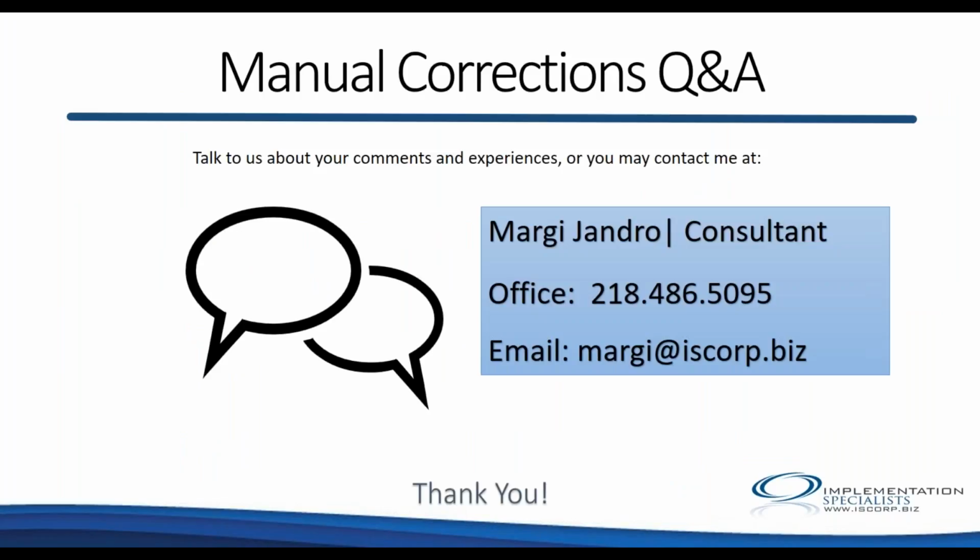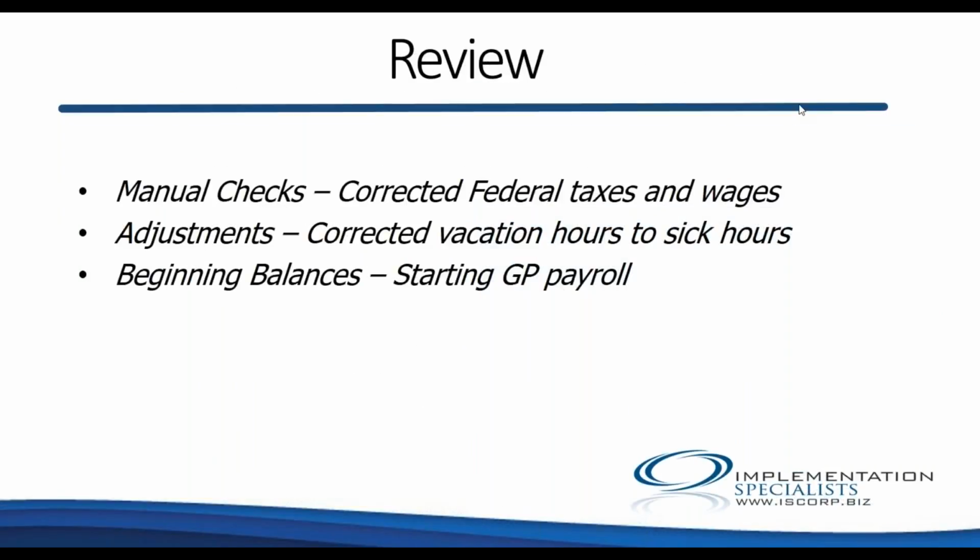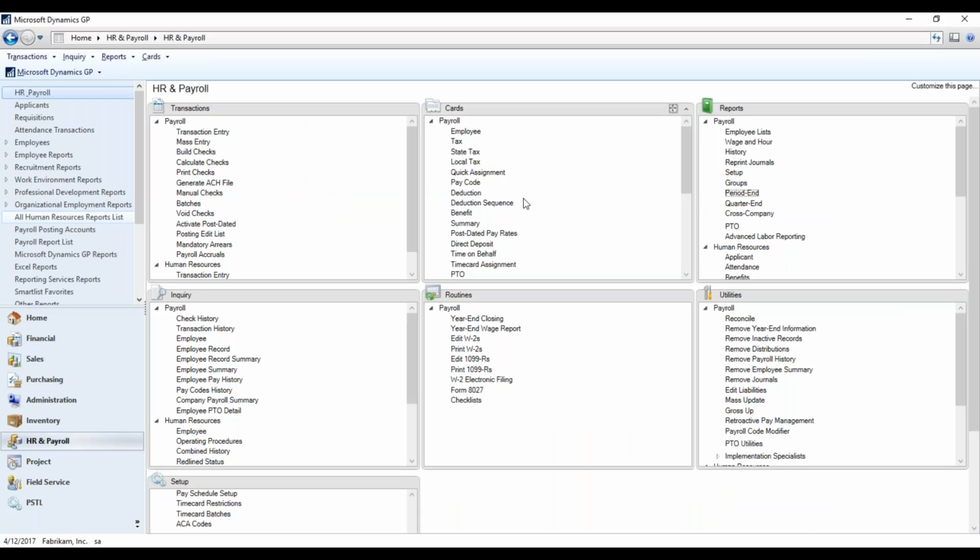So let's go to our review. What we covered today are manual checks. We showed you how to correct federal taxes and wages by reducing them. And in the adjustments, we did a vacation hour and sick hour correction. We reduced the vacation hours by 8 and those wages, and we increased the sick hours and those wages. And in the beginning balances, we started with GP, setting up a new GP payroll for an employee, and kind of gave you some other ideas of how beginning balances can work in GP.